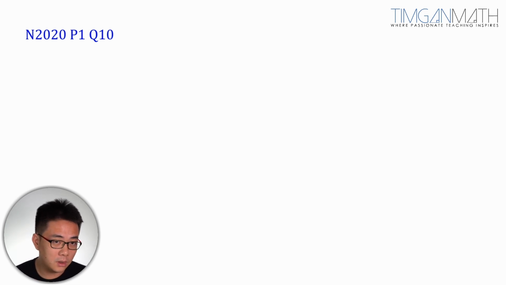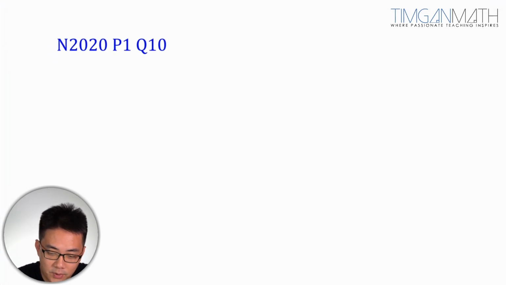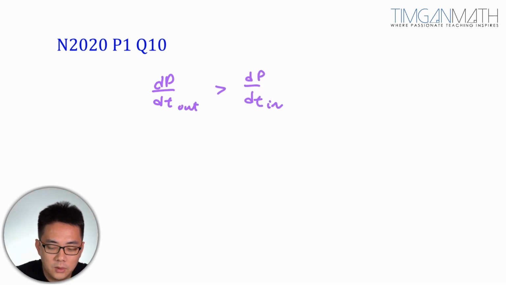So now you're given that the scientists are investigating the effect of a disease on the number of sheep on a small island. They discover that every year the death rate of the sheep is greater than the birth rate. So in other words, we say the death rate dP/dt out is bigger than dP/dt in. Obviously if you have more death than birth, it's actually a declining population.